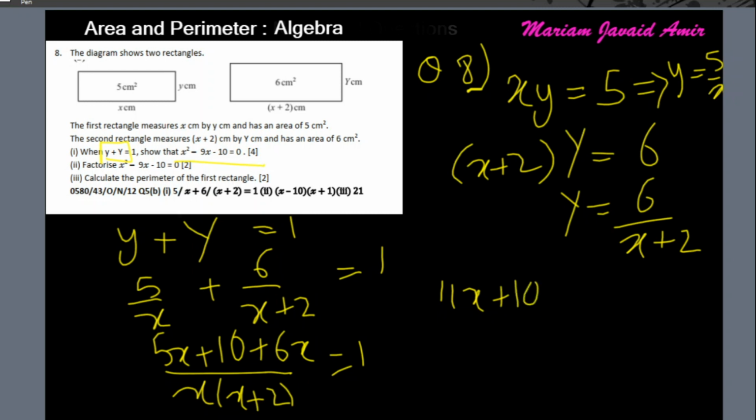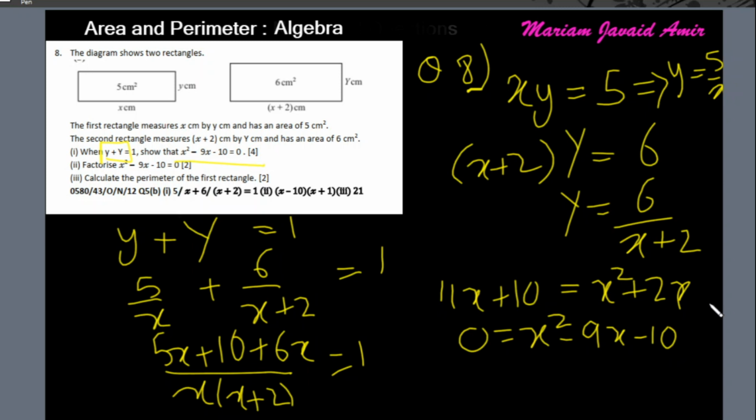equals x square plus 2x. So we get 0 equals x square plus 2x minus 11x will give us minus 9x minus 10 equals 0. So we've shown the required equation.